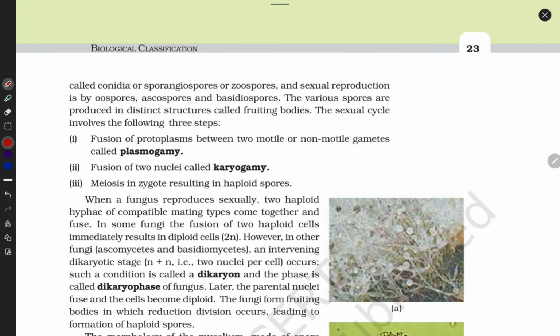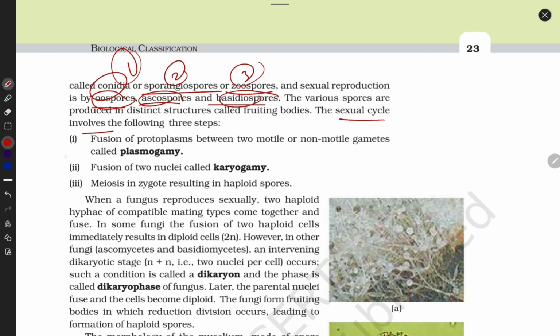What kind of spores? We call them conidia, sporangiospores or zoospores. One is conidia, second is sporangiospore, third is zoospore. Sexual reproduction involves oospores, ascospores and basidiospores. We will discuss this later, don't panic.